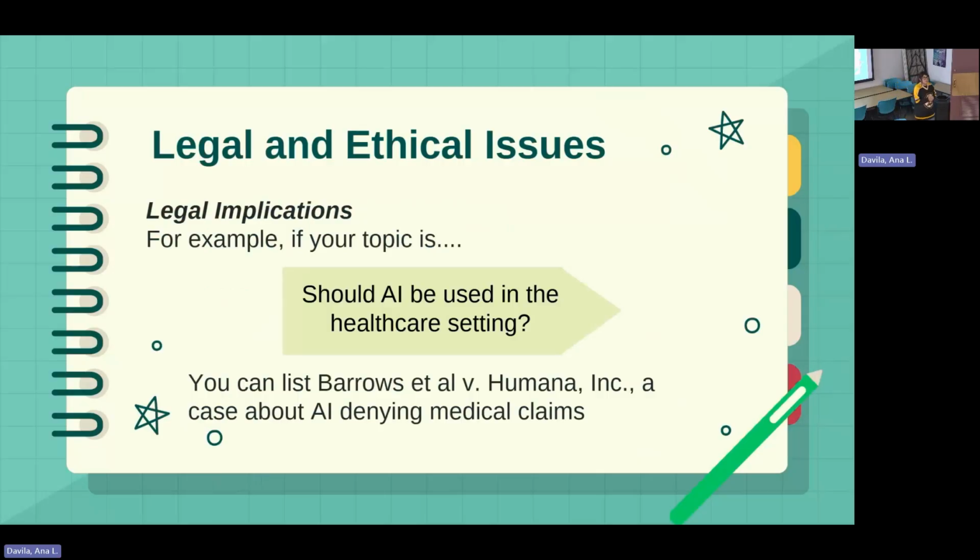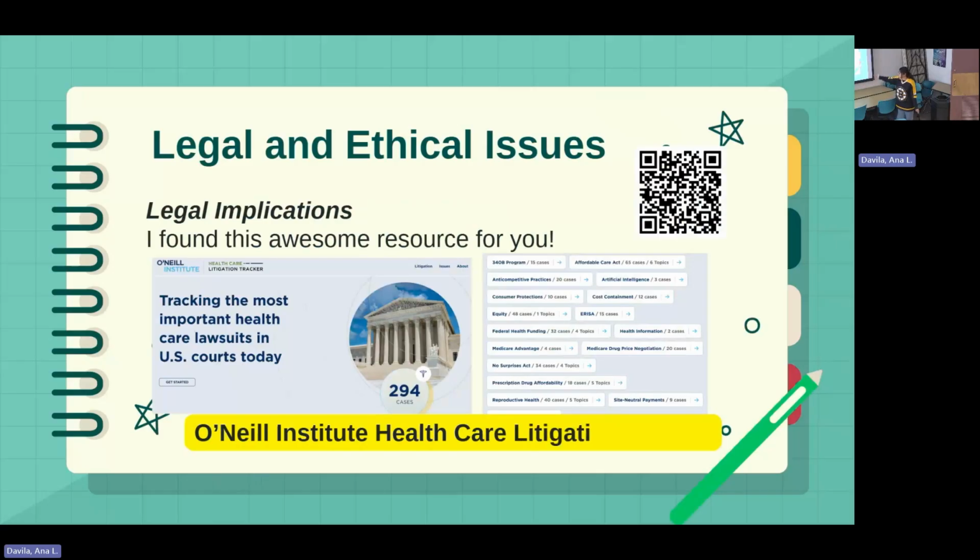I don't know if you saw it, but there was a moment when a lot of insurances were using AI and they were denying a lot of claims. But how do I know this? It's because I got into the O'Neill Institute Healthcare Litigation Tracker, and this is a great resource. I do a QR code, guys, so you can have it on hand. And they have a lot of topics. They have Medicare Advantage, they have equity, they have reproductive health for those who are doing abortion. So they have a lot of topics, and maybe your topic is over here. So make sure that you give it an eye on that one. Okay.